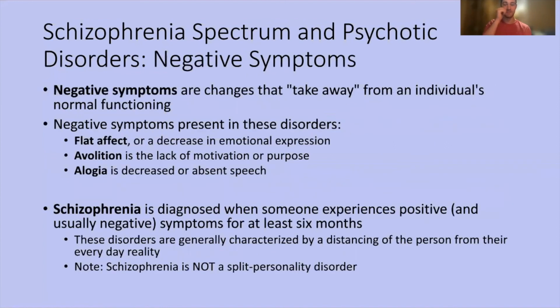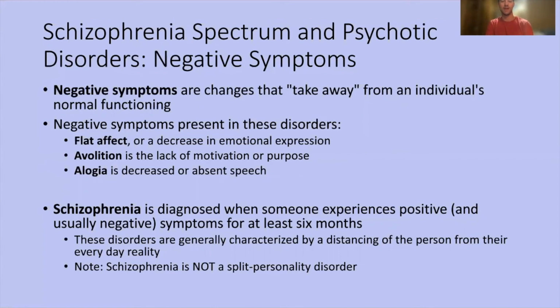So negative symptoms, on the other hand, are changes that take away from an individual's normal functioning. For example, a flat affect is a decrease in emotional expression, just a complete straight face, regardless of what type of emotion the person is experiencing. Avolition is the lack of motivation or purpose, and alogia is decreased or absent speech.